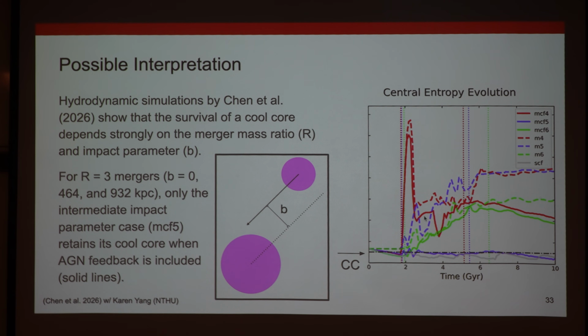In the solid line, in some scenarios, it doesn't even move down to become a cool core for a while. But there is one certain scenario where the cool core remains intact, and the cool core actually remains steady for the entire time of the merging event. And what we think happened is that our observation from Chandra corresponds to this one. So the cool core can still remain intact in some merger scenarios.